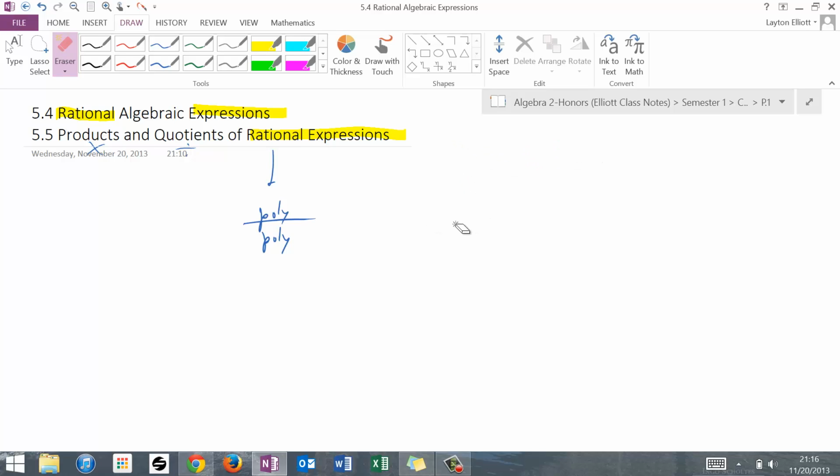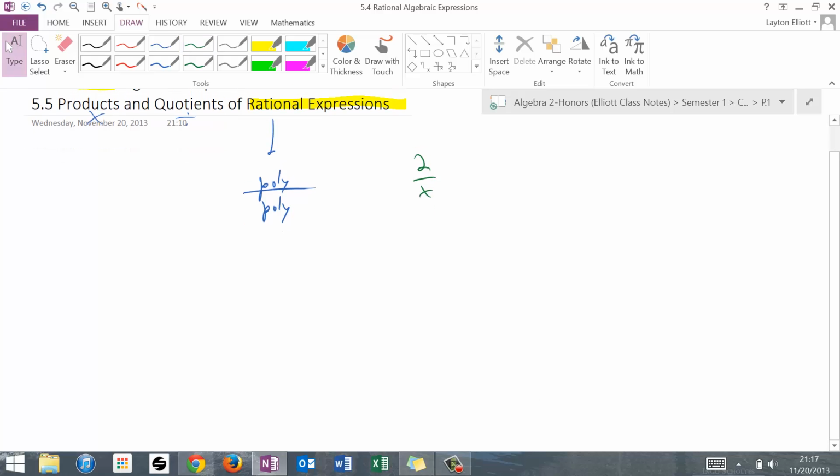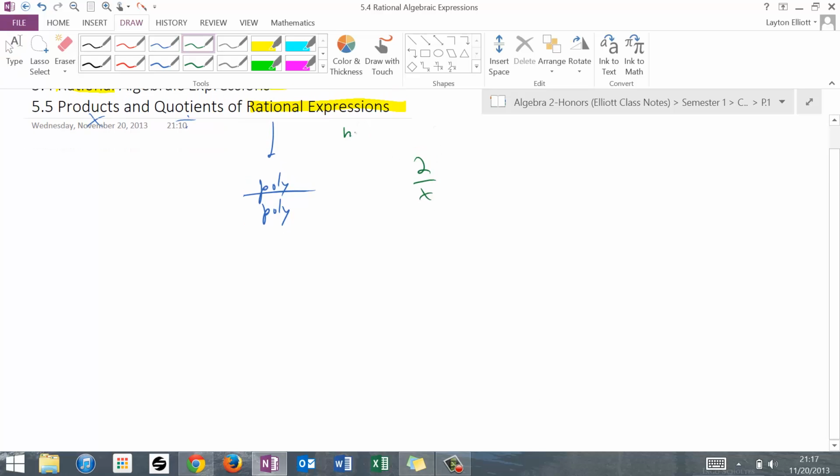So anytime we're dividing stuff, it's going to be a rational expression. In fact, 2 over x is not a polynomial, but it is a rational expression, and that's where it falls in the category of these things that we examine. Expression means there's no equal sign, and that's important too.